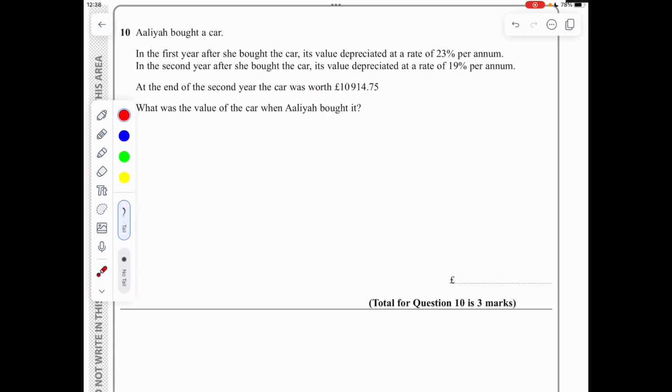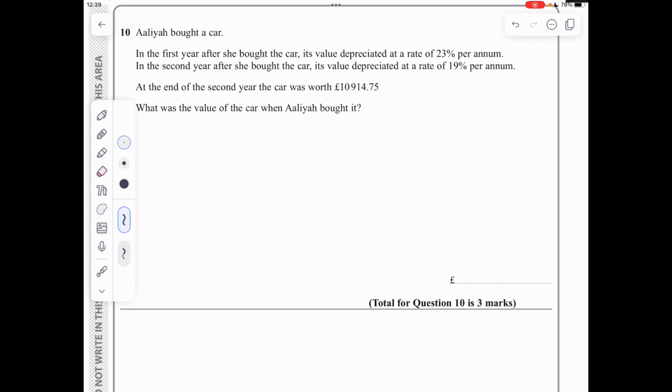In question 10, someone bought a car. During the first year it depreciated, so the price decreased by 23%, and in the second year we had another decrease of 19%, ending up with a value of £10,914.75. We need to find the original value of the car.